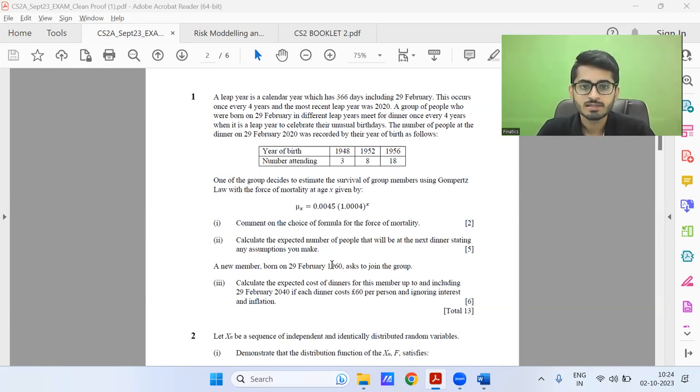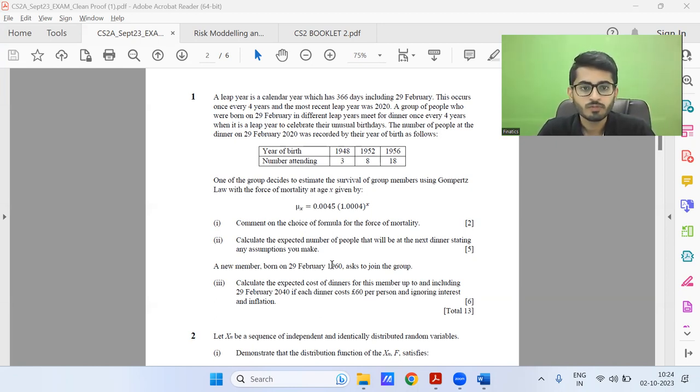So in the question, what they have given is that a leap year is a calendar year which has 366 days, including 29th February. This occurs once every 4 years, and the most recent leap year was 2020. Now, some of you who might be preparing for CAT, or through general knowledge, would know that in fact every 4th year is not a leap year. In case it's a multiple of 100, then that is not a leap year. So for example, 2100, 2200, 2300, if I recall correctly, are not technically leap years. But again, for the purpose of this question, we could ignore that.